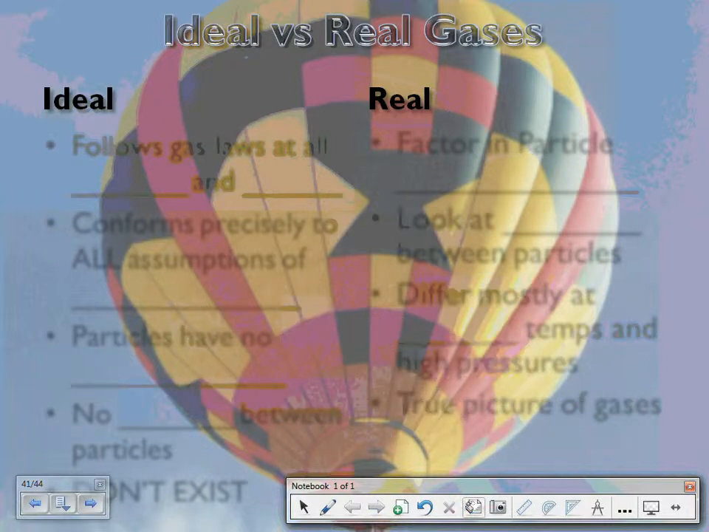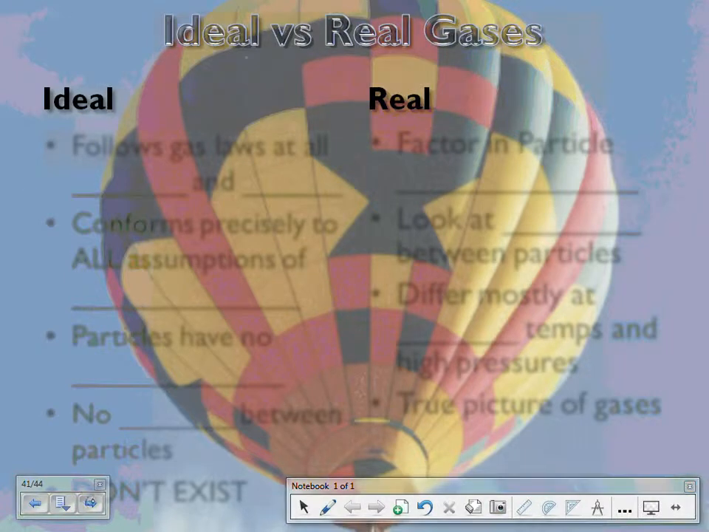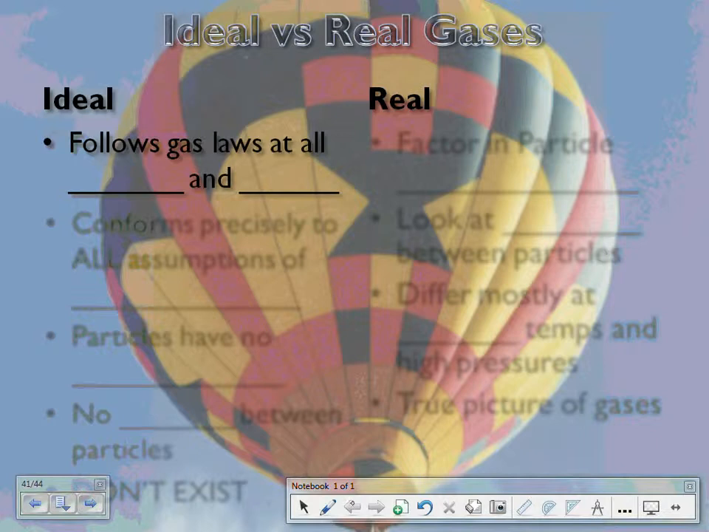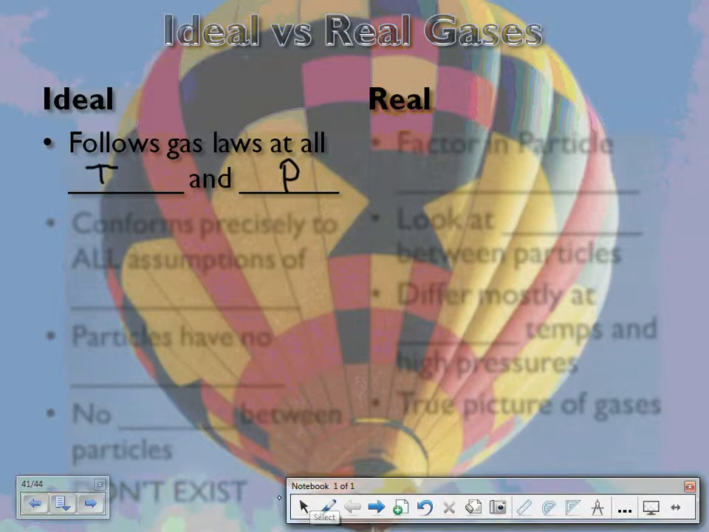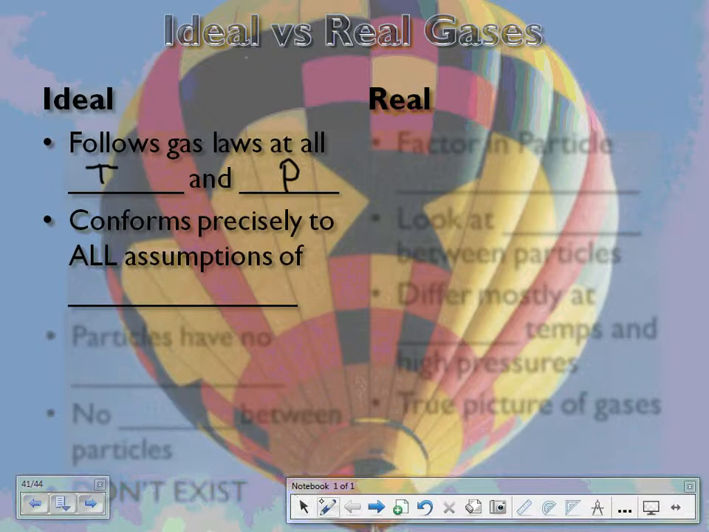The ideal gas law works for ideal gases, right? So how do we know if a gas is actually an ideal gas? Well, here's the criteria. The ideal gas law has to follow all of the gas laws at all temperatures and at all pressures in order to be considered ideal. So Boyle's law, Charles' law, all those dead white guys and their laws. Yep, got to follow all the gas laws at all temperatures and pressures and never deviate.